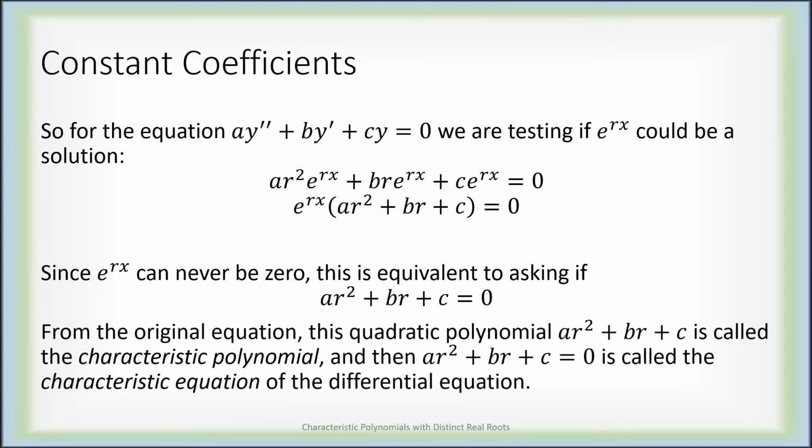So from the original equation, a y double prime plus b y prime plus c y equals 0, this quadratic polynomial that arose, a r squared plus b r plus c, is called the characteristic polynomial, and a r squared plus b r plus c equals 0 is called the characteristic equation of the differential equation.